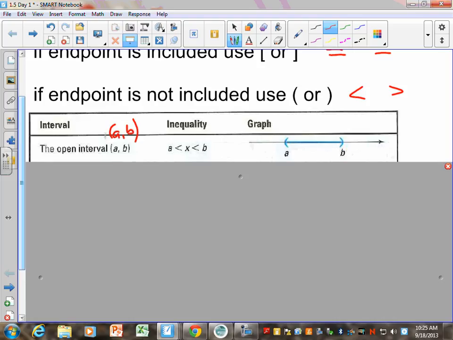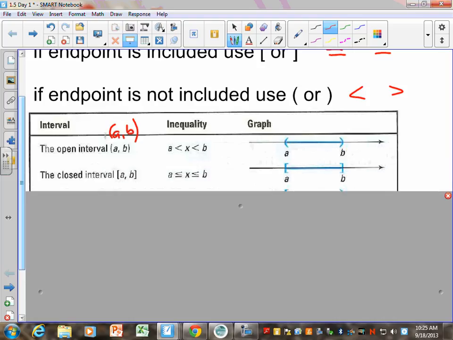Now there are lots of options here. What if we had the same interval, but we include the endpoints? This would be the closed interval, bracket A, bracket B. You have to know bracket means it includes the endpoints. Notice the difference in the inequalities. It means everything between A and B, including A and B. And notice the graph is the same, except you have brackets at your endpoints to show that they are included. Do you remember this now?